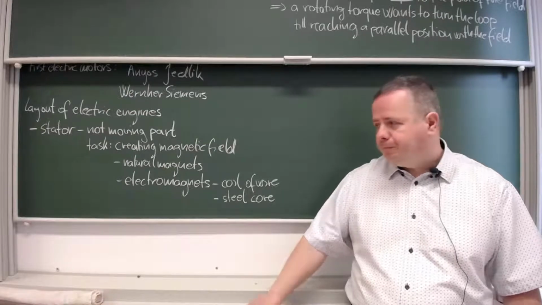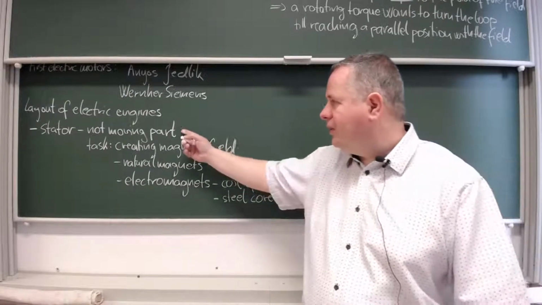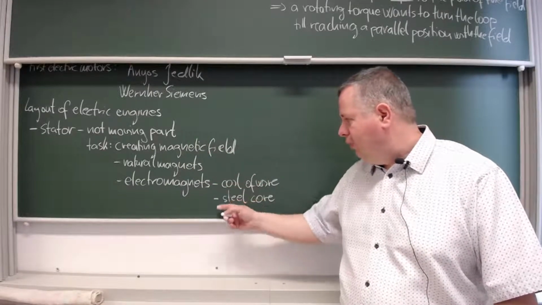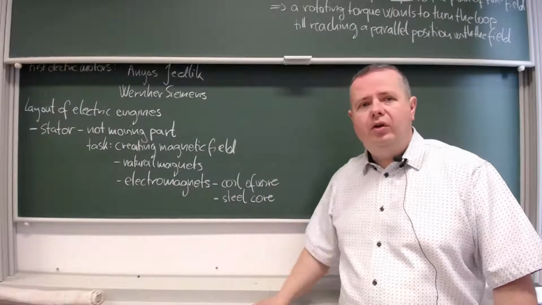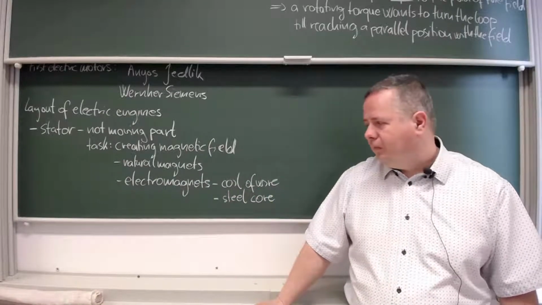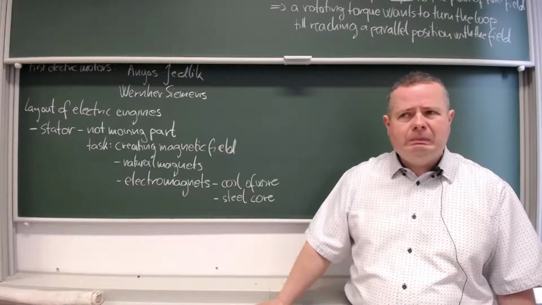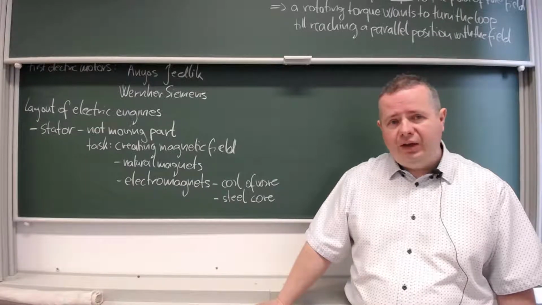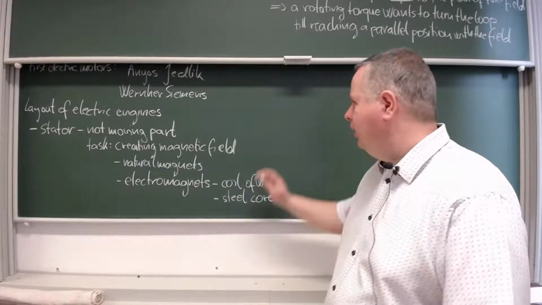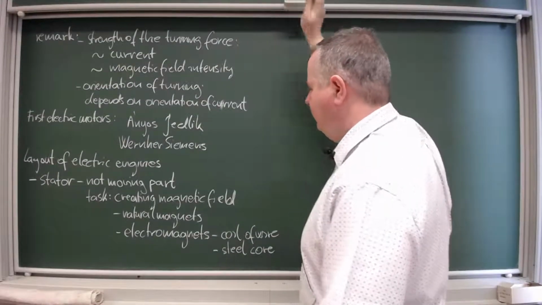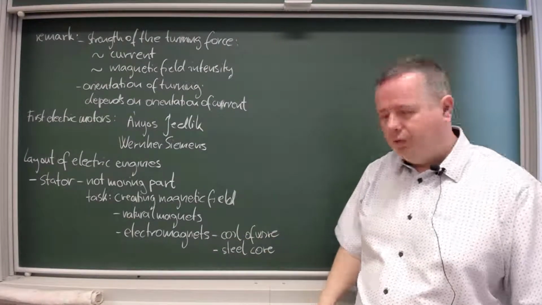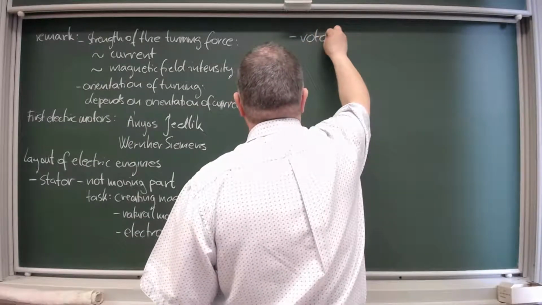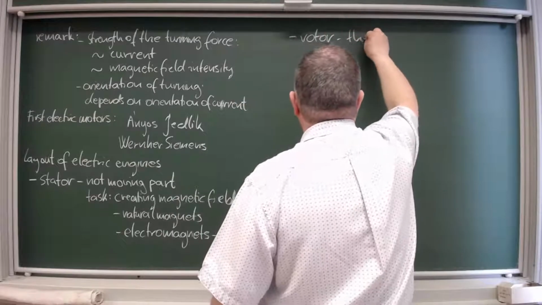Okay? So in the stator, usually we find electromagnets that are composed of a wire coil and a steel core. And they are usually built in pairs, so north and south side of the magnetic field. Okay? Is it clear like this? Okay. And the rotor is the moving part. Rotor, the moving part.